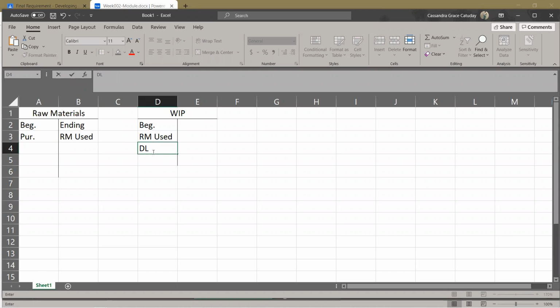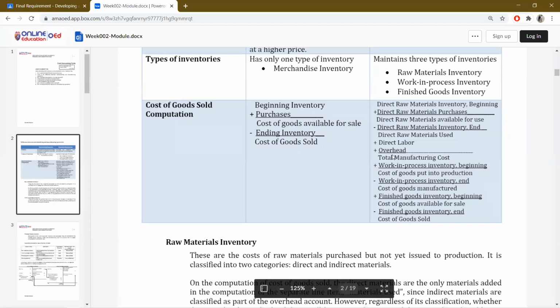And then direct labor, overhead, which is a product cost. DM, DL, overhead, ending is equal to cost of goods manufactured. What do we call this? Beginning, raw materials used, direct labor, overhead, what is this called? Cost of goods put into production. Cost of goods put into production.